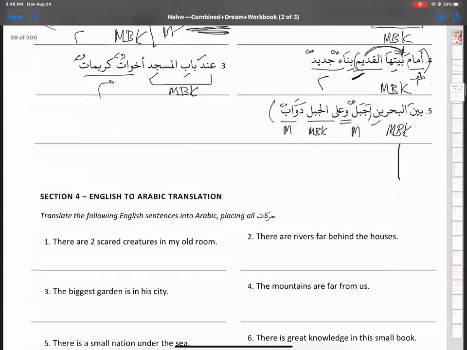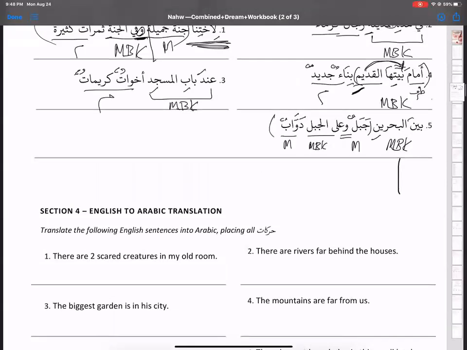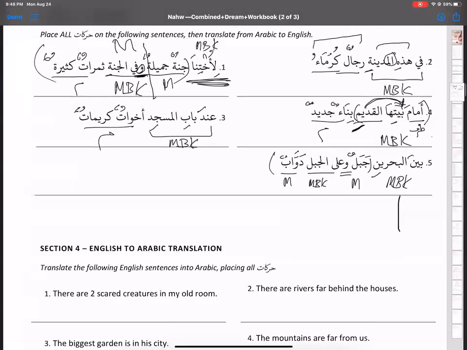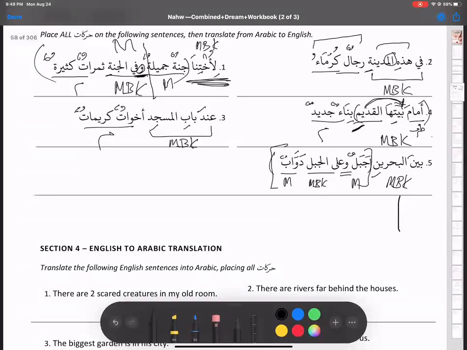I have a question. This wa is joining Jabalun with Dawabun, am I right? Yes, harf ataf, wa is joining Jabalun with Dawabun. This is the whole thing. We can say Mubtada because they are related, right? Because of this wa.